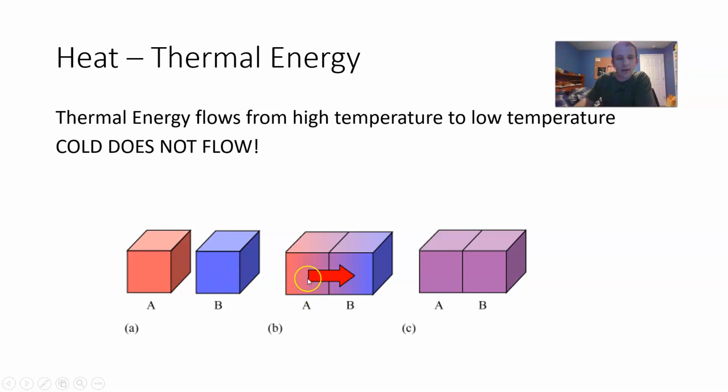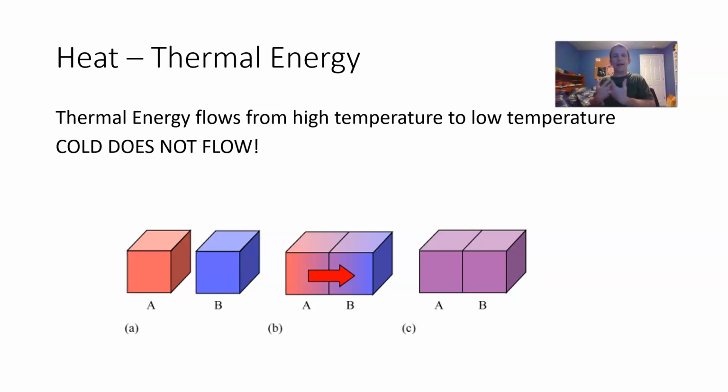That's what this arrow means. It's a transfer of thermal energy. It is moving from the higher temperature towards the lower temperature. And it'll do this until it reaches equilibrium, which means both blocks are the same. So that is the flow of thermal energy. Remember, cold does not flow. I can't take a bucket of cold and dump it on something.